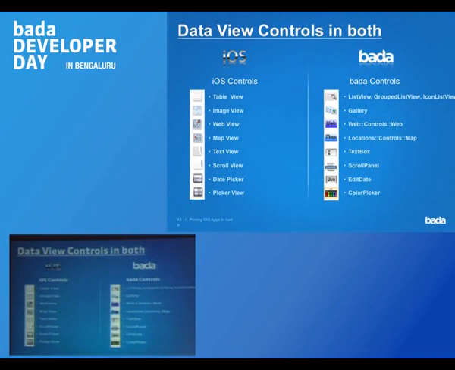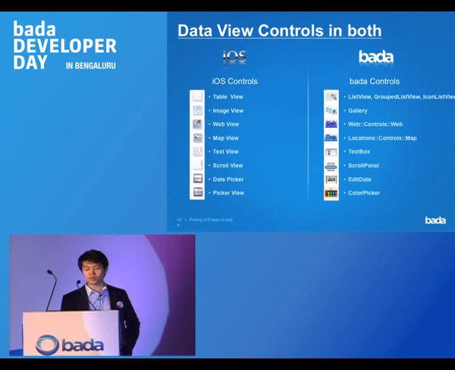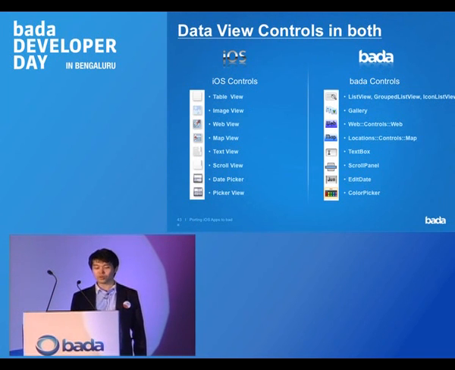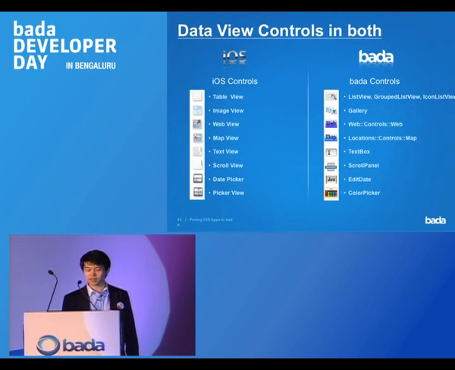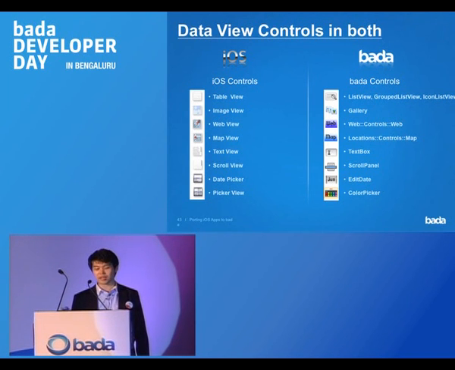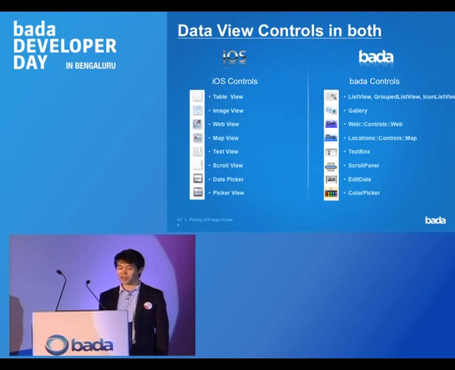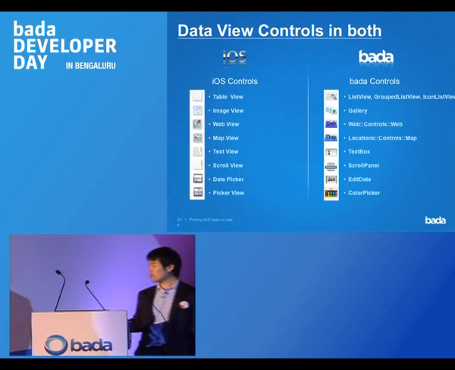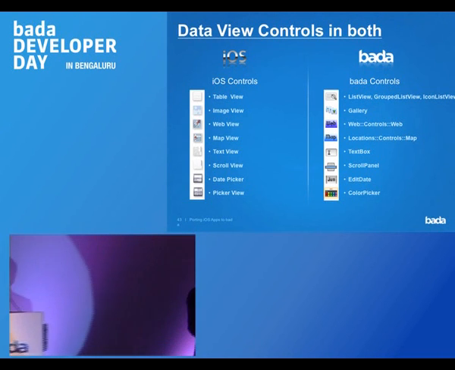Okay. And I list the data view controls in both. The iOS controller has a table view. We have list view, group list view, icon list view. And iOS has image view. It's covered by gallery, which I introduced in the morning sessions. Web view is covered by the web control. Map view is covered by map control, which is in the location namespace. And text view is covered by text box or edit area. And scroll view is covered by scroll panel. Date picker is edit date. Picker view is not in bada.